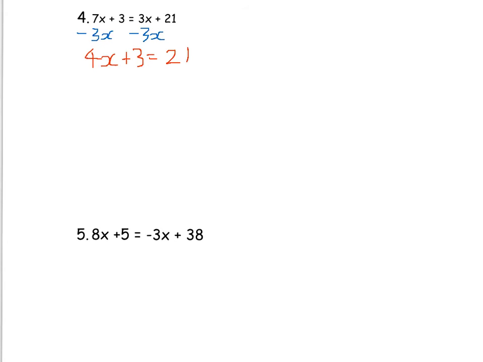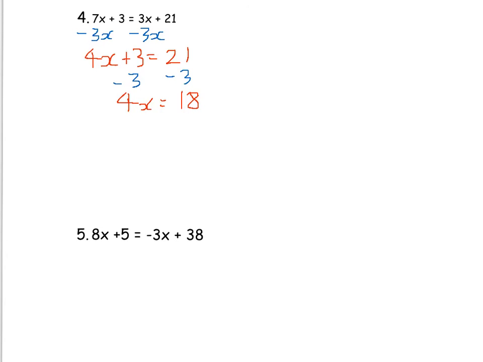Now we've got an equation very, very similar to what we had in the first examples. So what we want to do now is get just a 4x on the left hand side, and we want to collect all the numbers on the right hand side. So subtract 3 from both sides, and you get 4x is equal to 21 minus 3, which is 18.